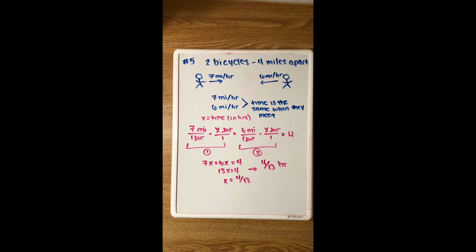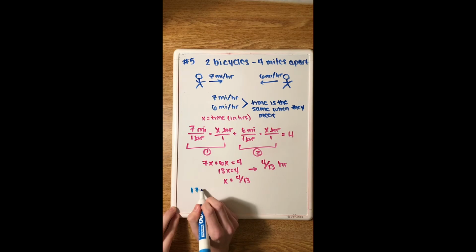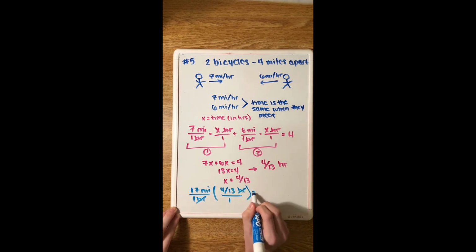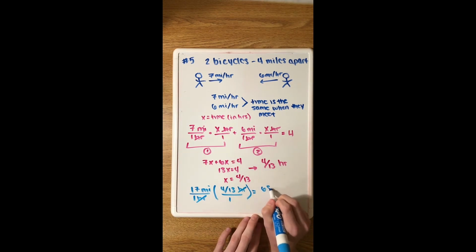So now we know how long it's taken for them to meet, and this time is also the time that it's taken the fly to fly its distance. So we know that the fly is moving at 17 miles per 1 hour. So if we multiply it by the time that it's been moving, which is 4 over 13 hours, we can get the miles that it's been flying, because it's the same multiplication that we had done up top to get the hours to cancel. So we know that the fly went 68 over 13 miles.